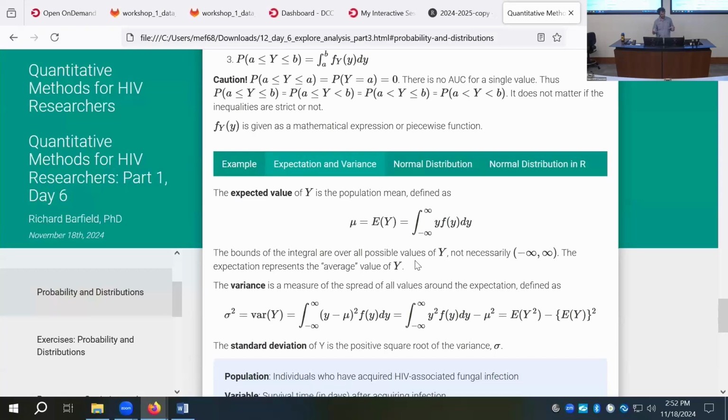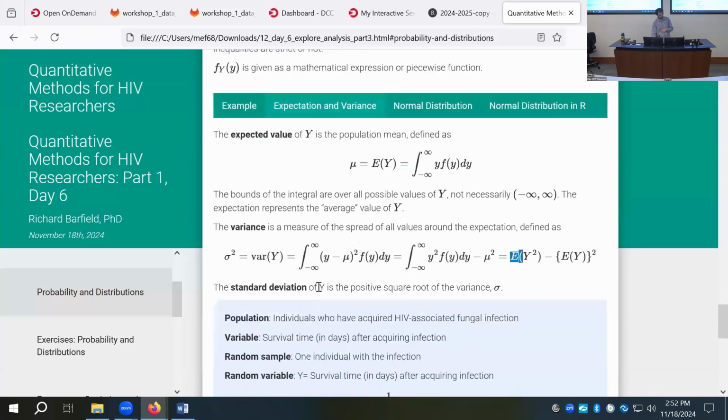And so then the variance is the integral of y minus mu squared, and it turns out to be the same thing as for the discrete: the second moment, the expected value of y squared, minus the expected value of y, squared. And then the standard deviation is the square root of that variance. We say positive square root, because a negative times a negative is positive.